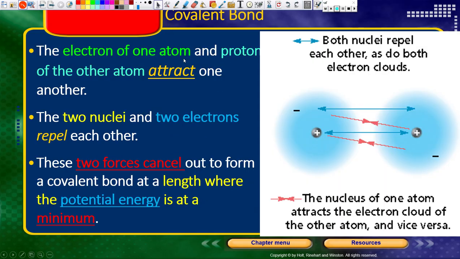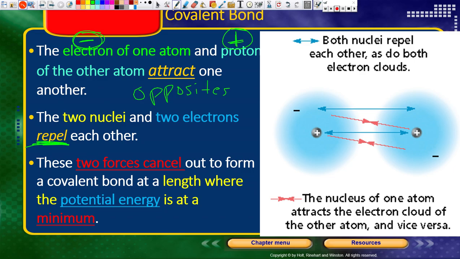Now, everything, okay, check. So the electron of one atom and the proton of the other atom are attracted. Why is that true? Perfect. They are opposites. What is the charge of the electron? Negative. What's the charge of a proton? Positive. And what do opposites do? They attract. The two nuclei and the two electrons do what? Why are they repelling? They're the same.